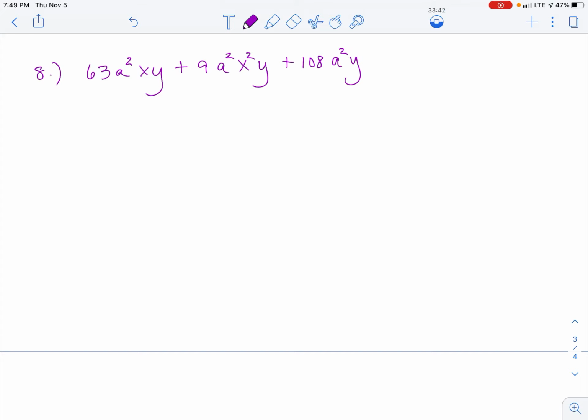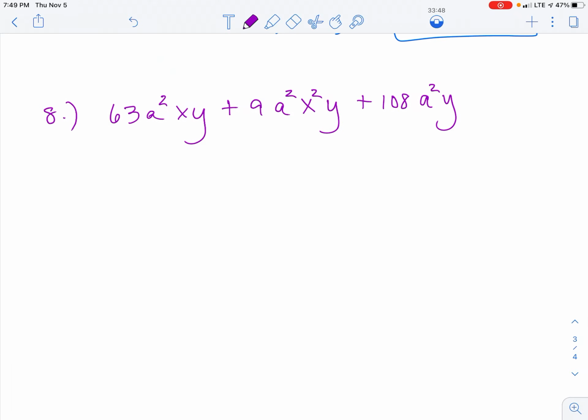Number 8. And we are going to factor these out by finding the greatest common factor. So what do they all share is what you're looking for here. Well, it looks like 9 would go into every single one of these. So let's pull out the 9. What else? They all have a squared terms. They don't all have an x, do they? The first two do, but the last one does not have an x. They all have at least one y, and that's it.